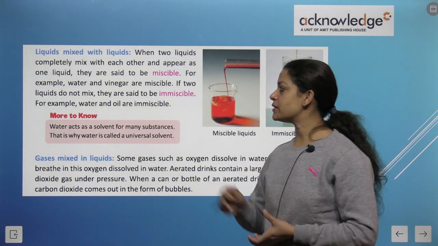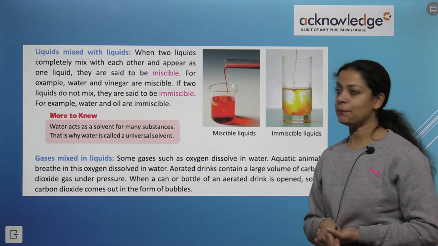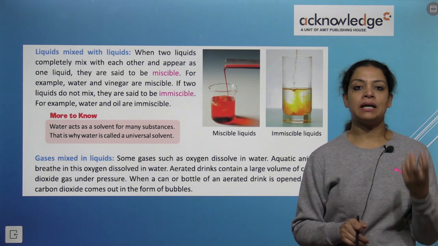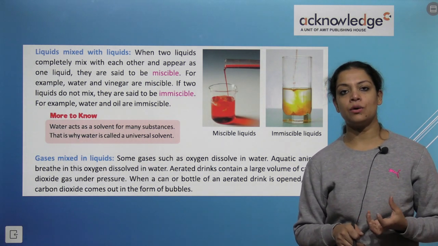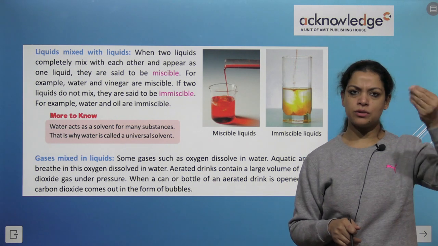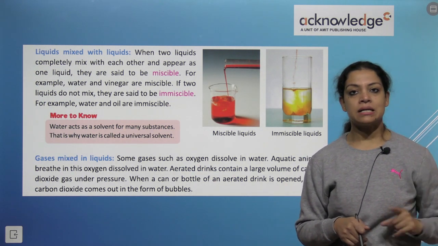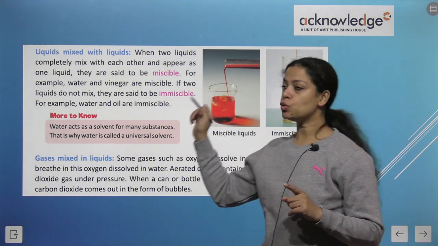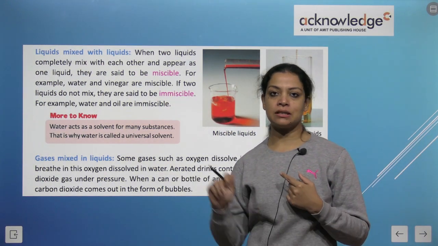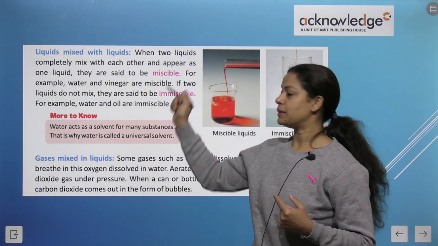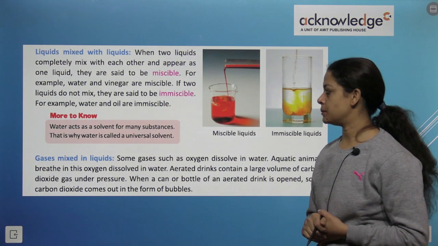So if two liquids do not mix, they are said to be immiscible. And examples are water and oil. You can try this out at home. Take a glass of water, put some cooking oil over it. It will float over water. It will never be dissolvable in water. So when two liquids do not mix together, they become immiscible. When two liquids mix and blend together, they are said to be miscible.